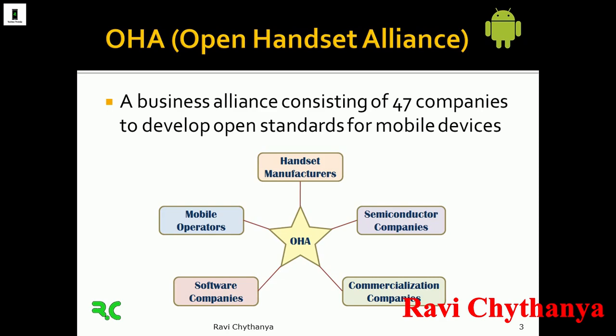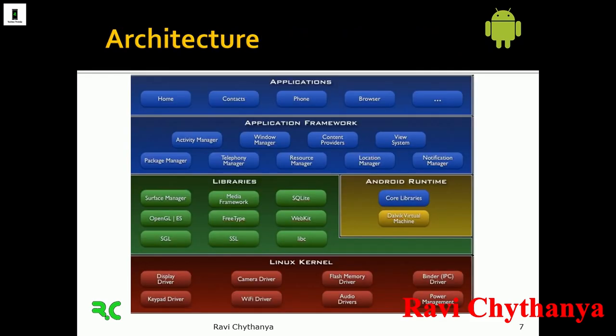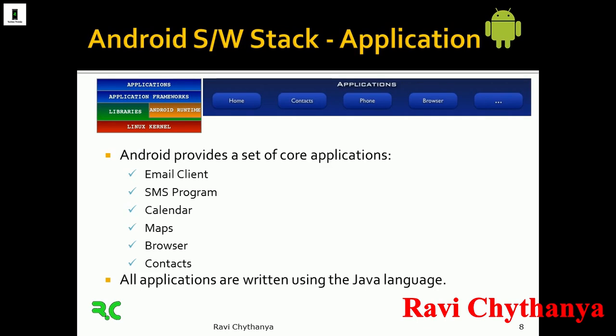The architecture of Android comprises 5 layers. The first layer is applications, the second layer is the application framework, the third layer comprises libraries, the fourth layer comprises the Android runtime, and the fifth layer is the Linux kernel. The application layer is the first layer which we are going to see. The application layer provides the applications.